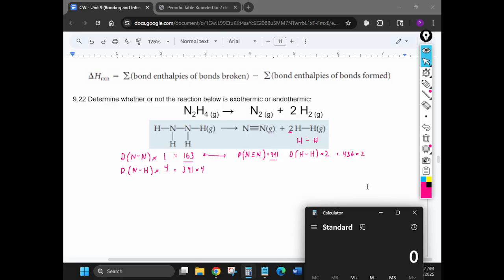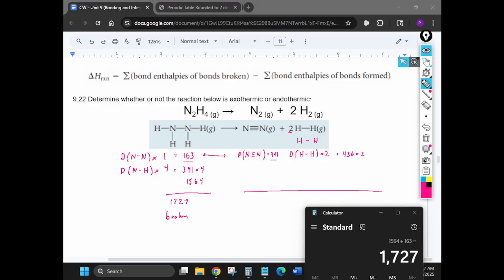So let's take a look at the NH. That's going to be 391 times 4, which is 1564, plus the 163, and that's going to be 1727 for the reactant side. These are the broken bonds. Now for the formed bonds, we're going to do our hydrogens first. So 436 times 2 plus the 941. These are the ones that are being made. So that's going to be 1813. And these are the made bonds.